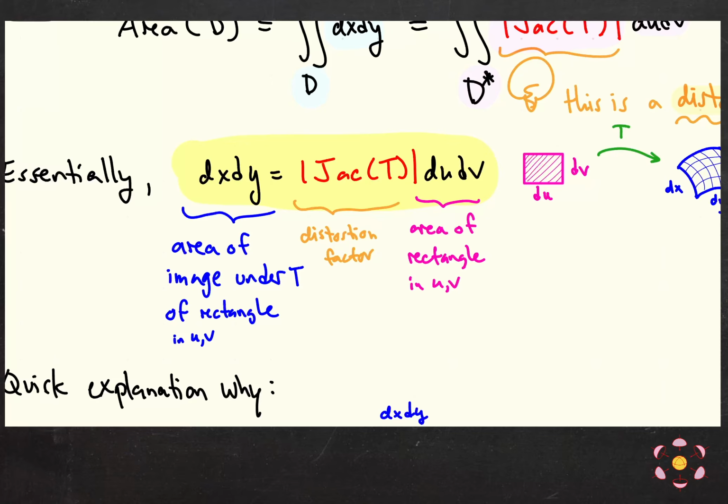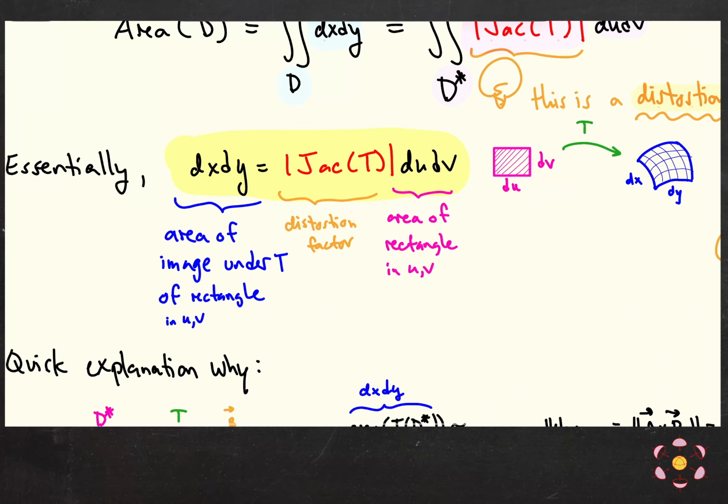Well, on the left-hand side, this is kind of an interesting way of phrasing it. I've got the picture here, where I imagine the area of the image under T of a rectangle in the UV plane. What is the area of a rectangle in the UV plane? Well, it's just du times dv.